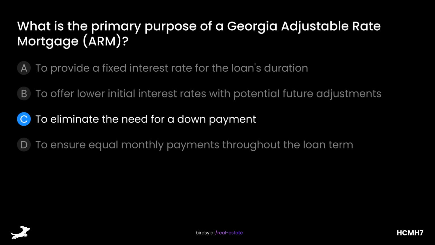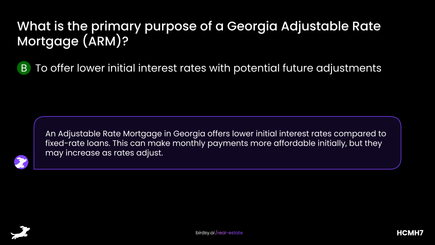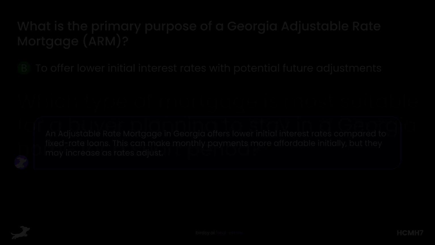to eliminate the need for a down payment, or D. to ensure equal monthly payments throughout the loan term? The answer is B. to offer lower initial interest rates with potential future adjustments. An adjustable rate mortgage in Georgia offers lower initial interest rates compared to fixed-rate loans. This can make monthly payments more affordable initially, but they may increase as rates adjust.